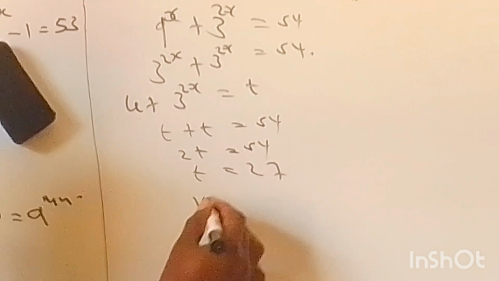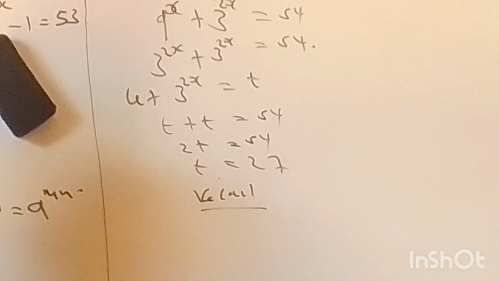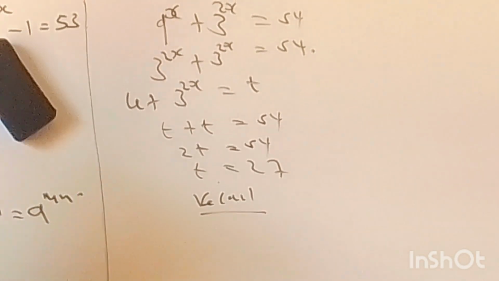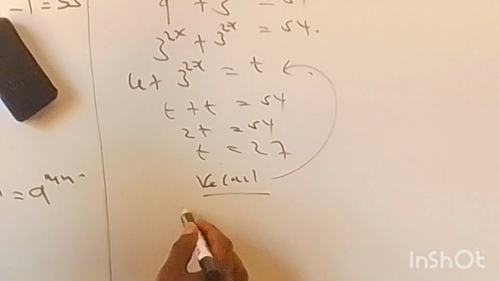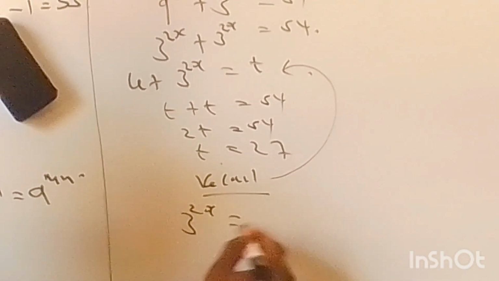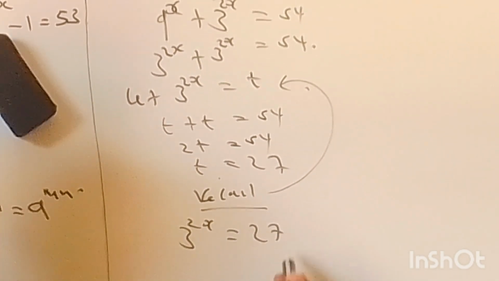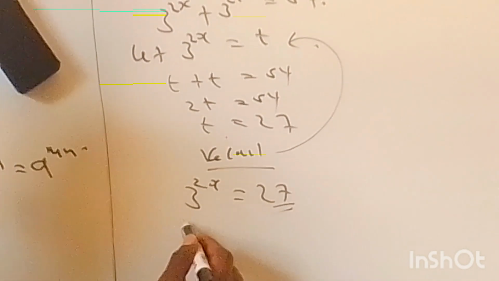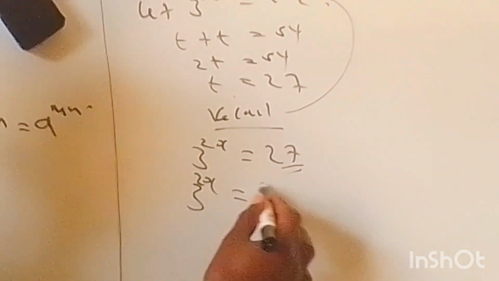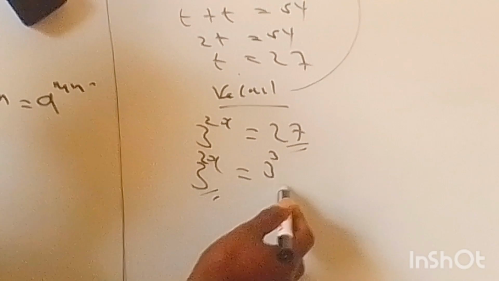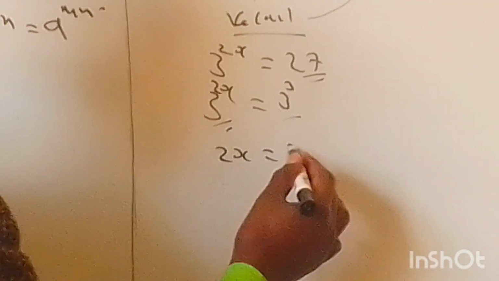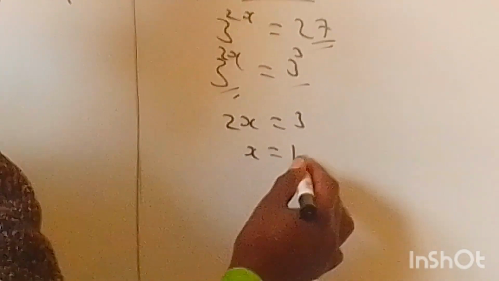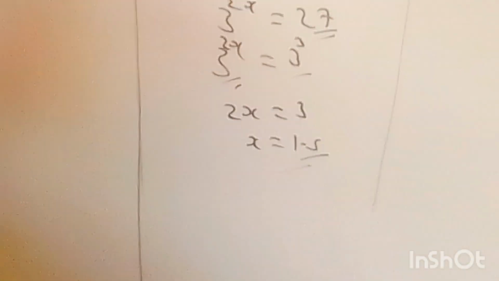Now you recall that we don't want the value of t, but we want the value of x, so we can recall here and replace that one. So we have 3 raised to 2x is equal to t, and our t is 27. So you change that one to base 3 as usual. Then we have 3 raised to 2x is equal to 3 raised to 3. Now when the bases are the same, you compare the indices. So 2x is equal to 3 and x is equal to 1.5. That is the second method.